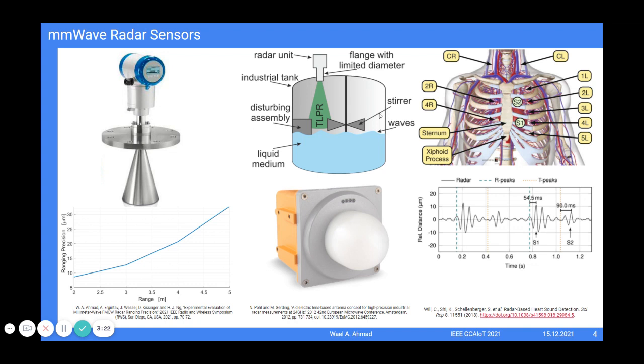Another important application is measuring liquid levels inside cement factories, for example, where the temperature is very high and the environment is not suitable for other sensing technologies. Not to mention the medical and automotive applications. Here we are targeting medical applications. We would like to measure the vital signs of multiple patients using a low power, efficient, compact radar, as I will show.